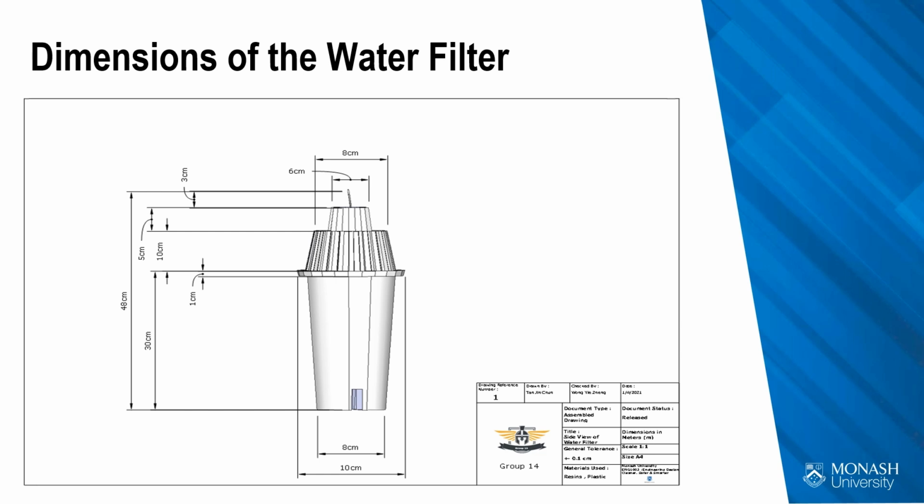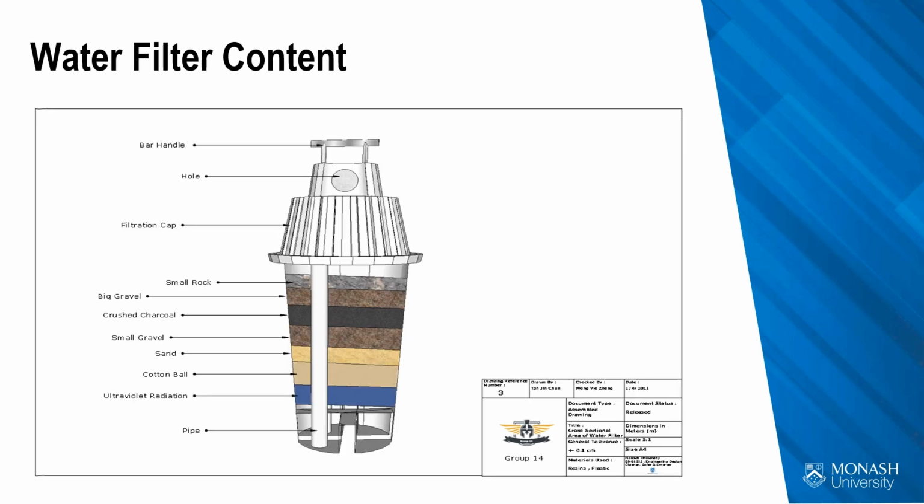The material used to build the outline and the structure of the water filter would be recycled plastic. The method of construction for this water filter would be 3D printing. This is in line with the Sustainable Development Goal, SDG, that has been emphasized time and time again in this project.